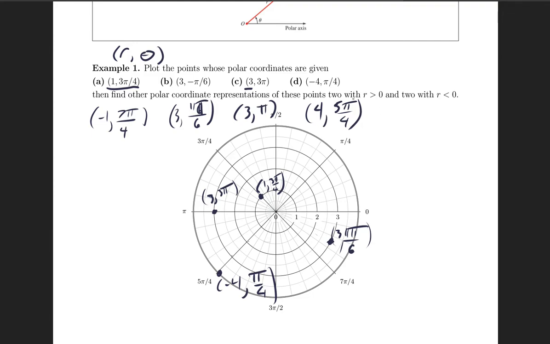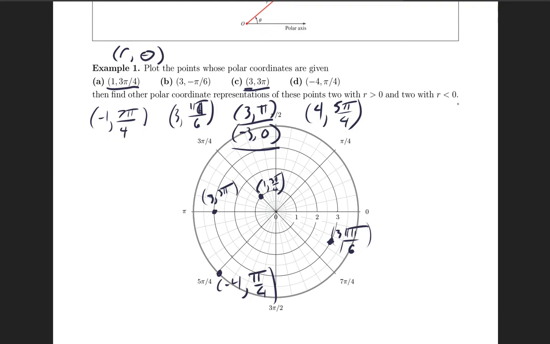Technically, just to fulfill the requirement of what I asked us to do, we want 2 positive and 2 negative. So here I could do -3 and 0. And here's another one: if I went here at 0 and went -3, I also can end up again at this point. So there's multiple ways of representing the same point, at least the way your book did it.